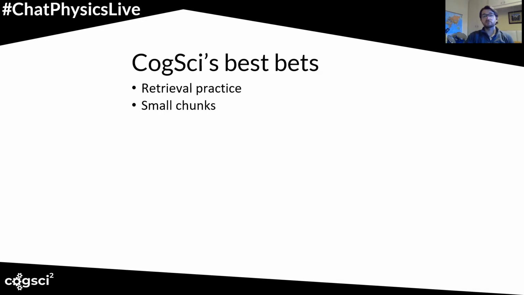Explaining things in small chunks, I'm pretty sure that's self-explanatory. Break it down into small chunks so we don't overload the working memory, which can only hold about 5 to 7 pieces of information at any given time.